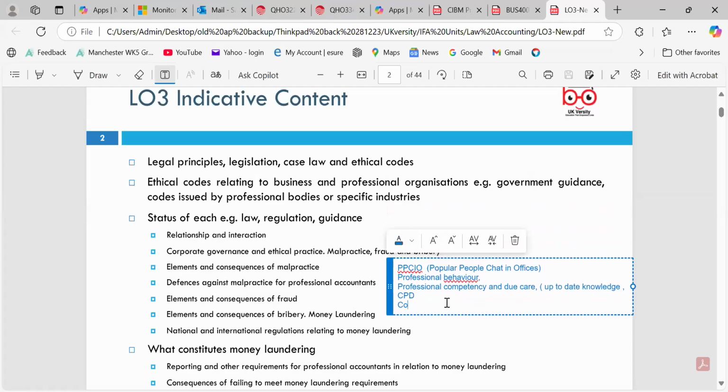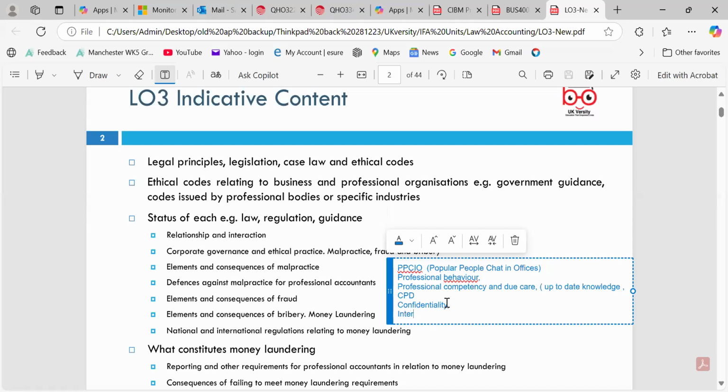C is confidentiality. You need to make sure we keep client information confidential. We do not share it with third parties without the consent of the client. If the court says it is in the wider interest of the public, then we can disclose the information. Otherwise, we're not supposed to disclose it.